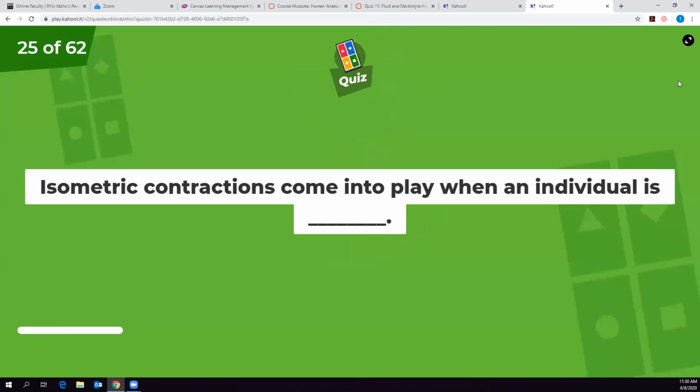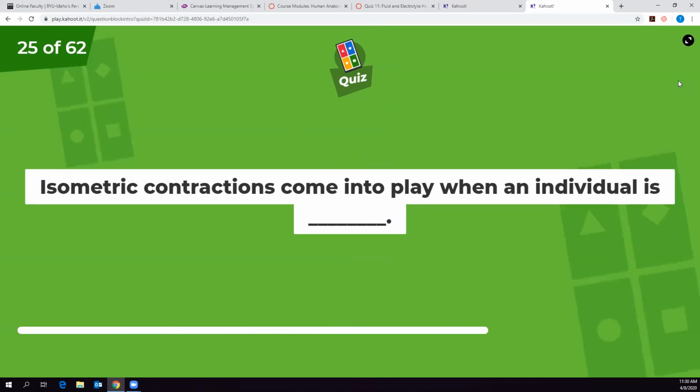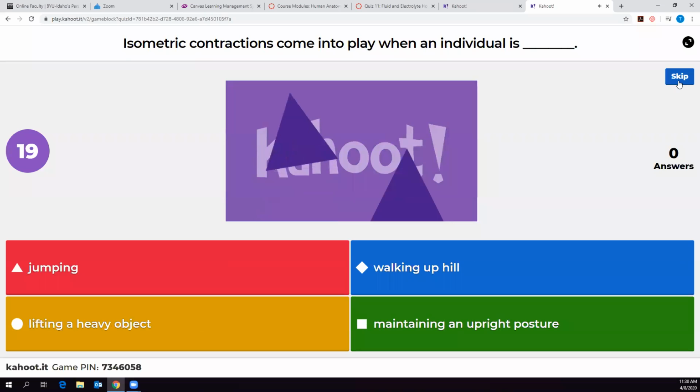Okay, isometric contractions come into play when an individual is. Okay, isometric.